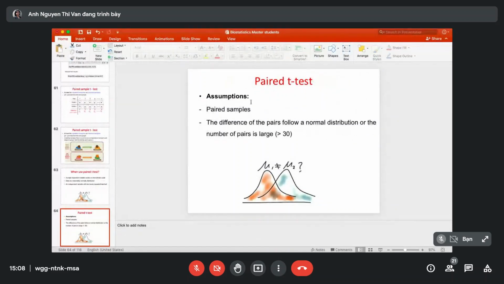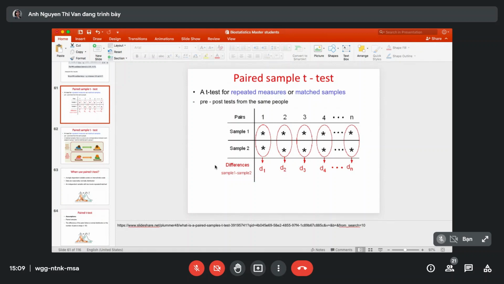So the assumptions for the paired t-test are: the samples are paired, and the differences of the pairs follow a normal distribution, or the number of pairs is large. So for using the paired t-test, you should check the normal distribution, and the normal distribution in this case is of the differences between the pairs. As I showed you on the previous slide, you will work on the data D1, D2 until the end. D here is the difference in each pair.